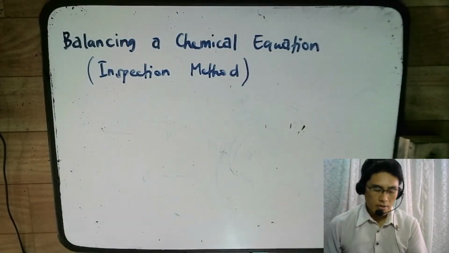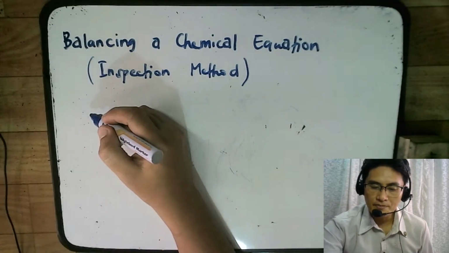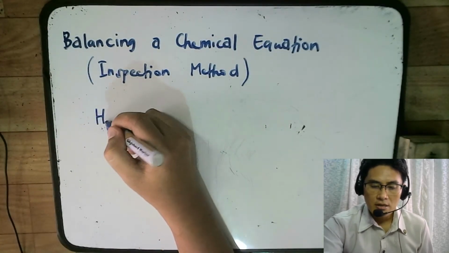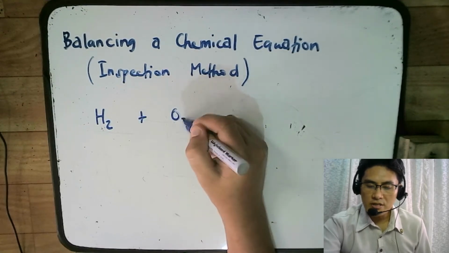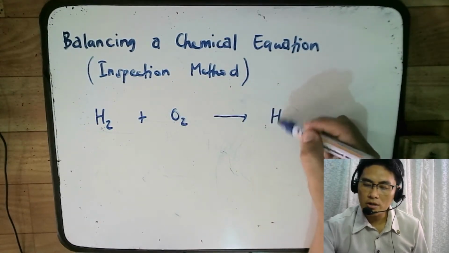Hi, in this video we are going to look at balancing a chemical equation using the inspection method. Say, for example, you have an equation like this. Let's use a very simple equation first. You have hydrogen gas and oxygen gas reacting to form water.